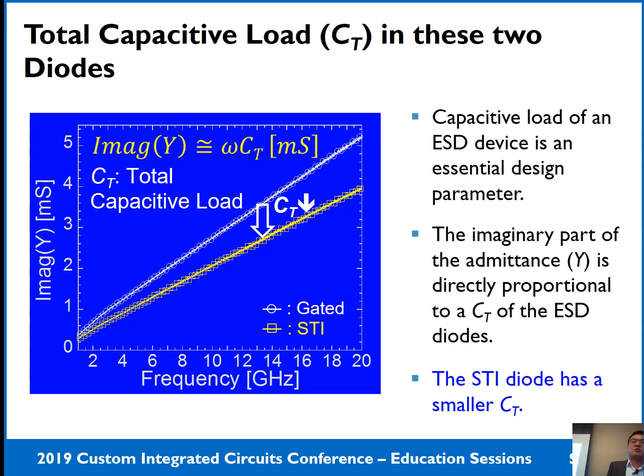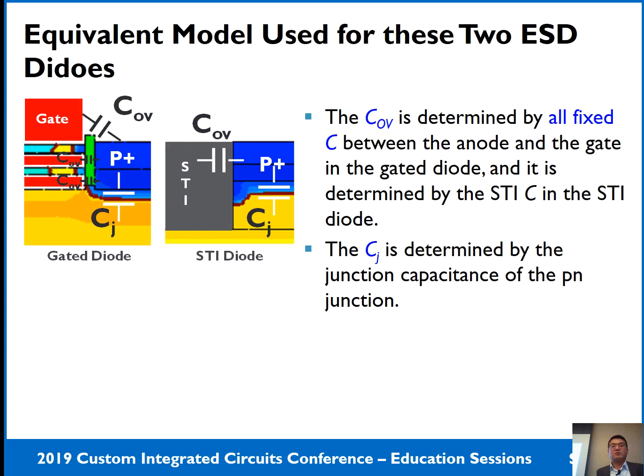Now let's look at the total parasitic capacitance, or total capacitive load, in these two different diode structures. So the imaginary part of the admittance is directly proportional to the total capacitive load of the ESD protection diode. And from this extraction result, we can see the STI diode has a smaller capacitive load, especially in the high frequency region. So let's look in more detail at this capacitance element in these two different ESD diode types.